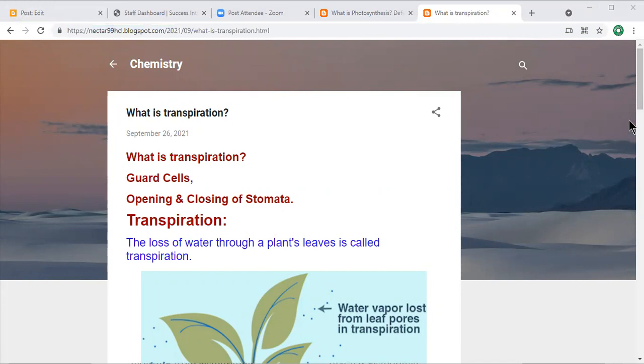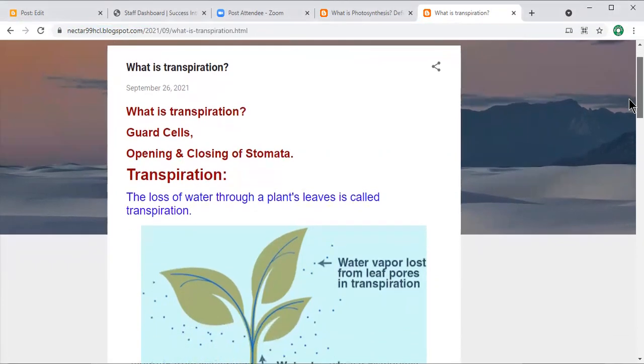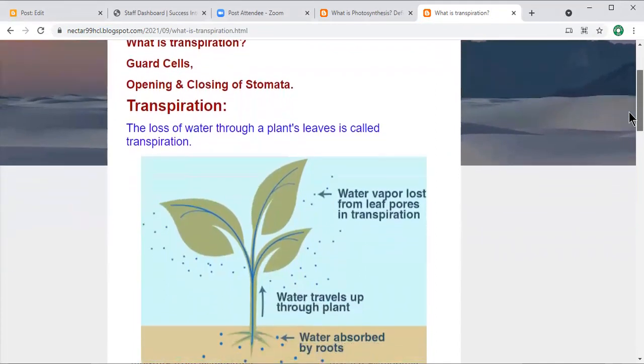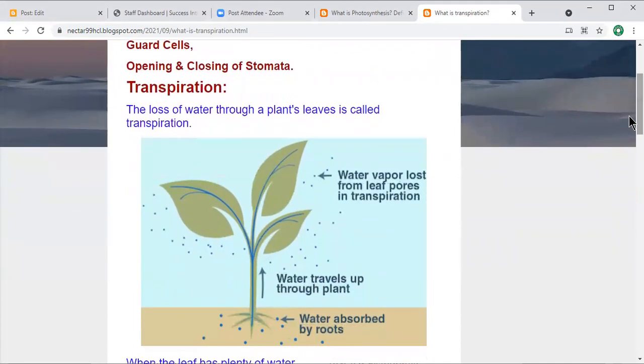So let's see what transpiration is. Guard cells, opening and closing of stomata. We will discuss all these things here. So let's see the definition of transpiration: loss of water through a plant's leaves. From where? Through a plant's leaf is called transpiration. Look, water is absorbed by the roots. These small drops of water move up. Water travels up through the plant, and then the excess water vapor is lost from the leaf pores in transpiration. This is the process we name transpiration.